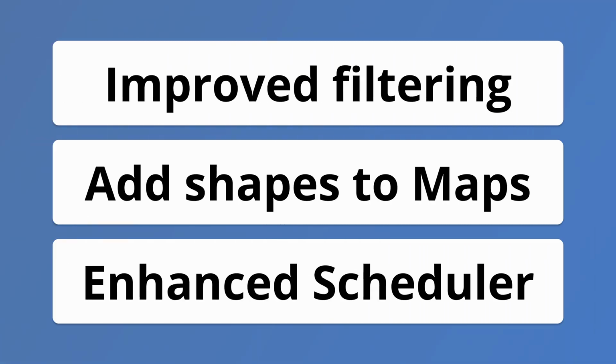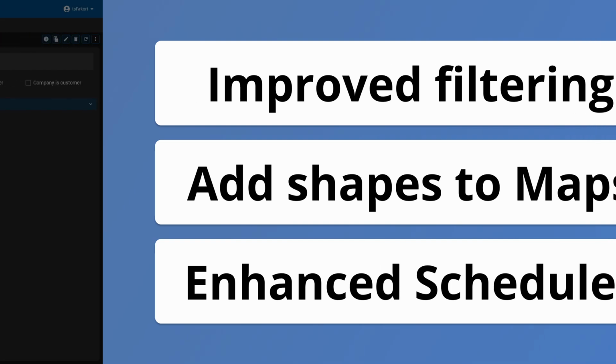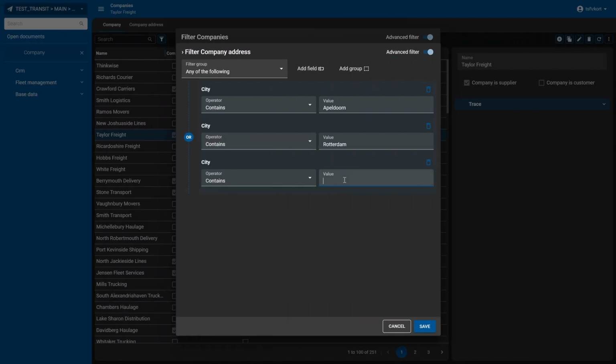Today we are introducing the 2025.2 release of the Thinkwise Platform, a major leap forward in user experience. With improved filtering, the ability to draw shapes directly onto a map, and a greatly enhanced scheduler, and so much more, we are giving you the tools you need to create powerful business applications that perfectly align with your users' needs. Starting with filtering, we have greatly improved our filtering options.